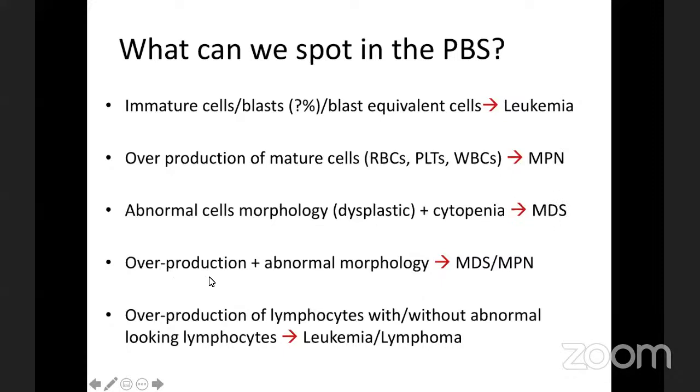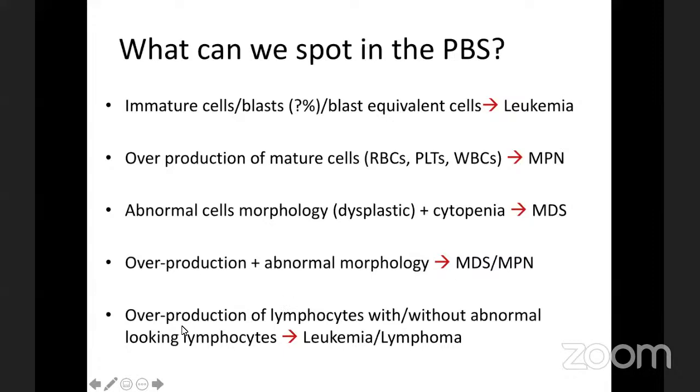In case you have an overproduction, or what we call effective hematopoiesis, but you also have ineffective erythropoiesis and dysplastic cells together, possibly in different cell lines, then the patient may have a myelodysplastic syndrome/MPN overlap, like the cases of CMML, atypical CML, or MDS/MPN, unclassifiable.